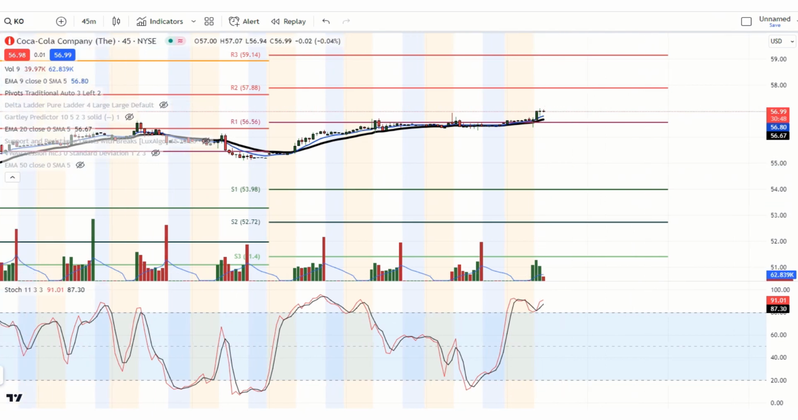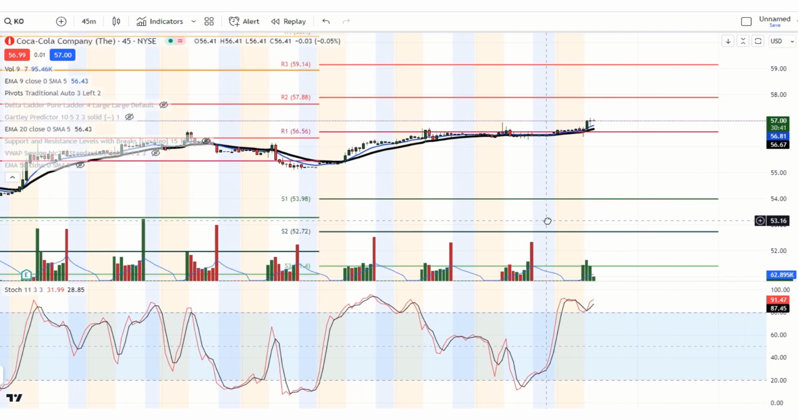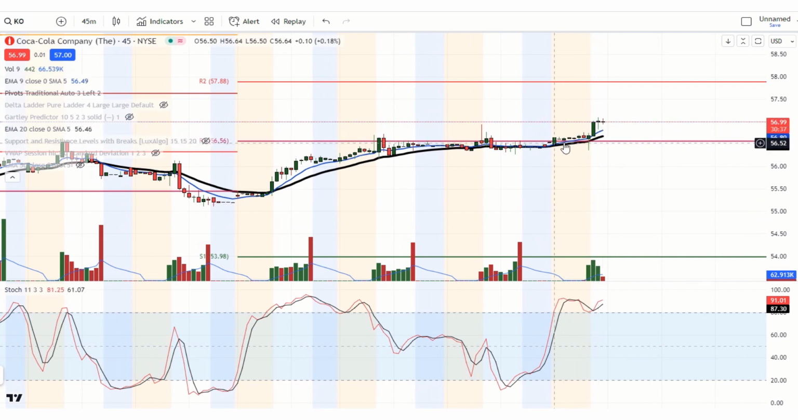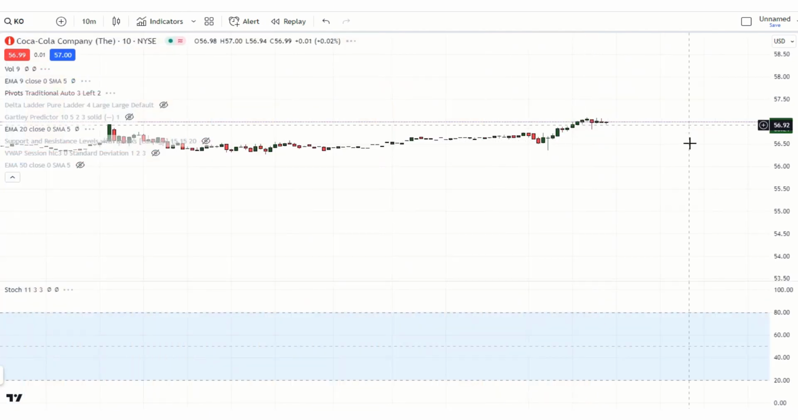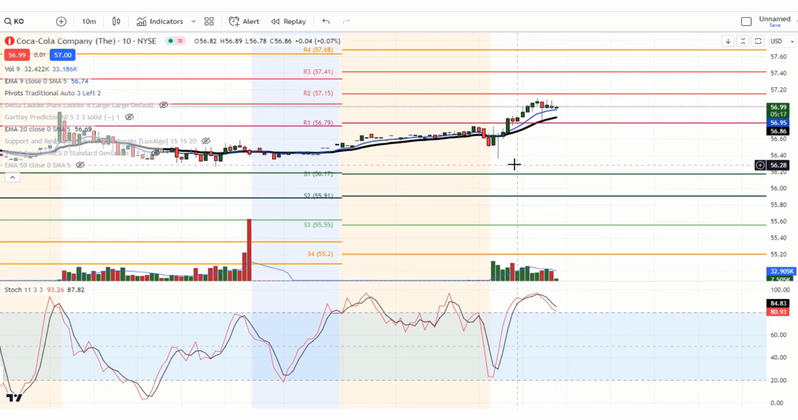The volume is not that great yet. Volume is average. You see it right there. So now what happens on Coca-Cola on a 45-minute chart is you come up, now you're above the moving average and above the support level here. So you can make a run here to 57.88, then the profit should be taken. You have to follow it. Go to a smaller time frame, a 10-minute chart, and follow it there if you want to dissect this thing.